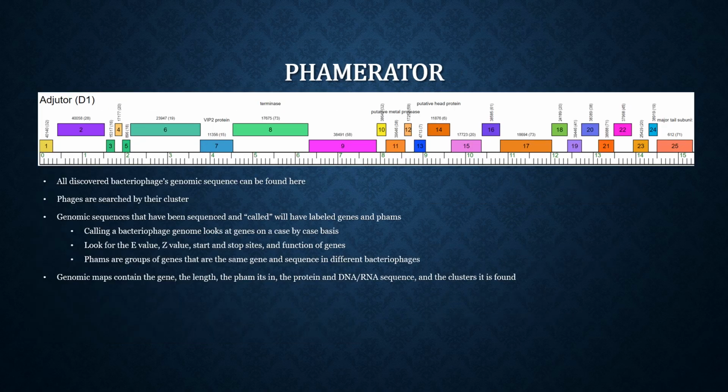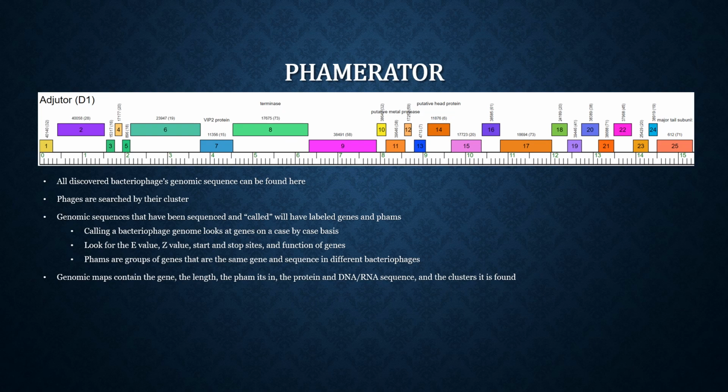So, Phamerator is one of the tools that we used to be able to physically see the bacteriophage genome. Phamerator has the genome of all sequenced bacteriophages on there if it's been uploaded. And if the genome is known, you'll be able to see the genes, these individual boxes, and you'll be able to see the gene names, which are essentially just the functions of the genes. And I'll explain everything else.